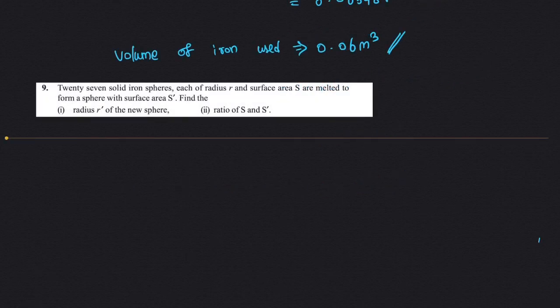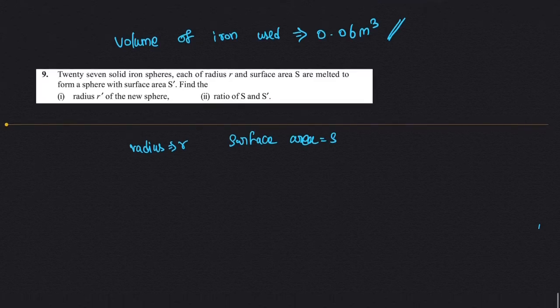Question number 9. So 27 solid iron spheres, each of radius r, surface area S, are melted to form a sphere with surface area S dash. So it's a new one. So find the radius r dash of the new sphere and the ratio of S and S dash. So the first one.